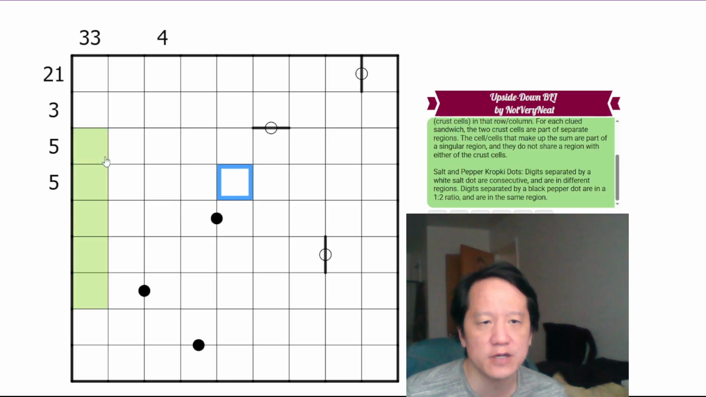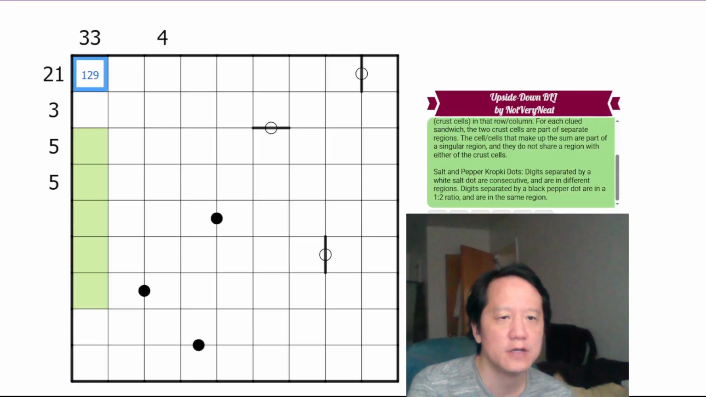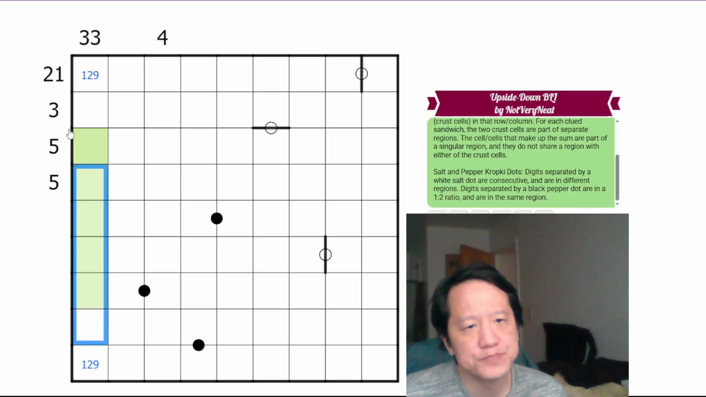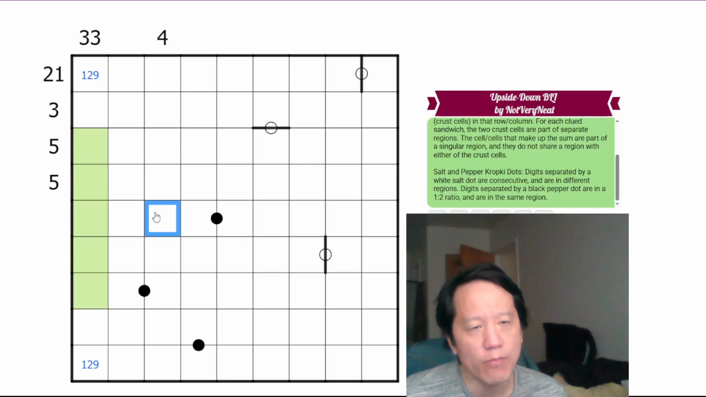So let's make that green. And we have a crust on the outside. So it's either going to be 1, 2, or 9. And this is 1, 2, or 9. And then we have, yeah, those are potential issues. And we don't know what these are in between, though.